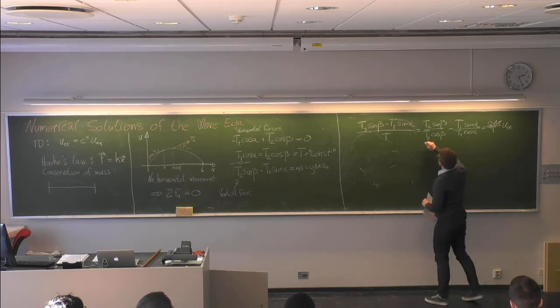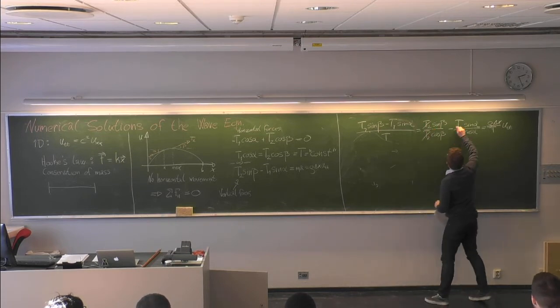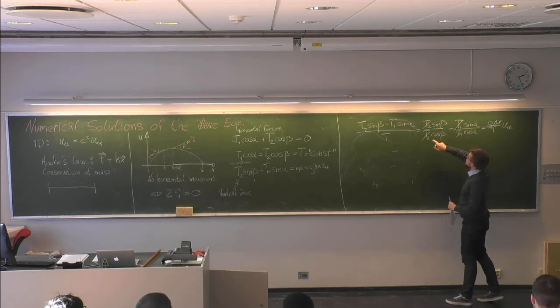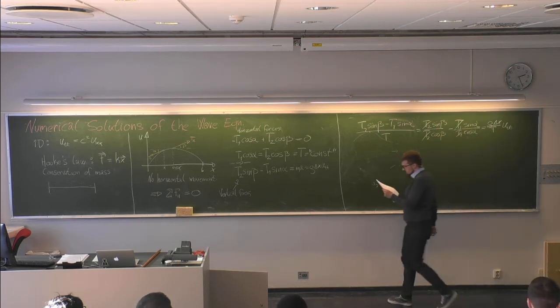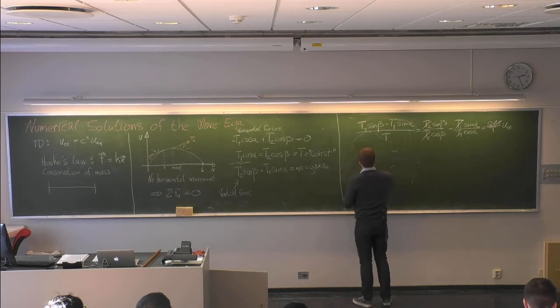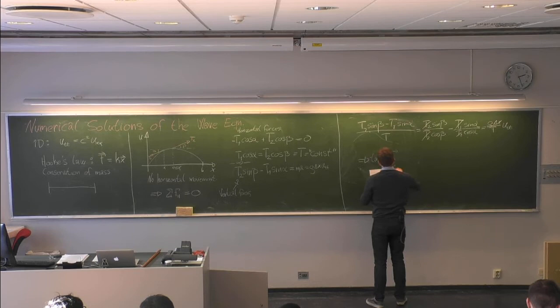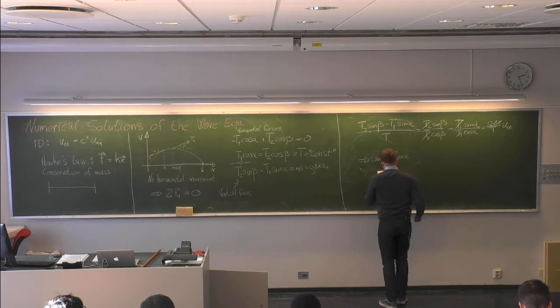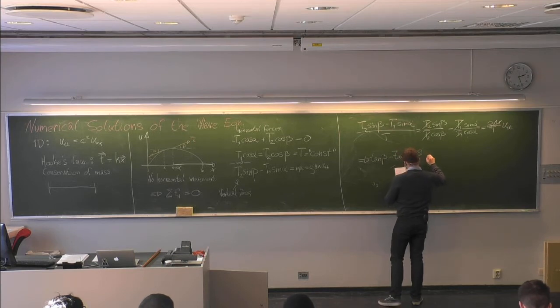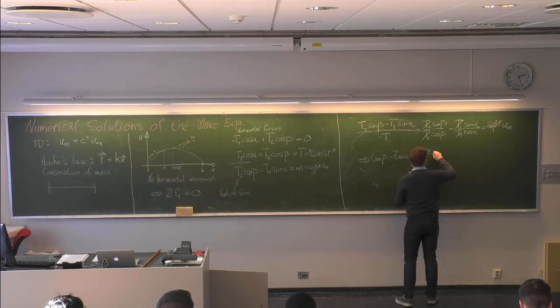So if we simplify here, we see that these two cancel, and sine divided by cosine is the tangent. So we will end up with the tangent of beta minus the tangent of alpha, equals rho delta x over T times U_tt, like so.